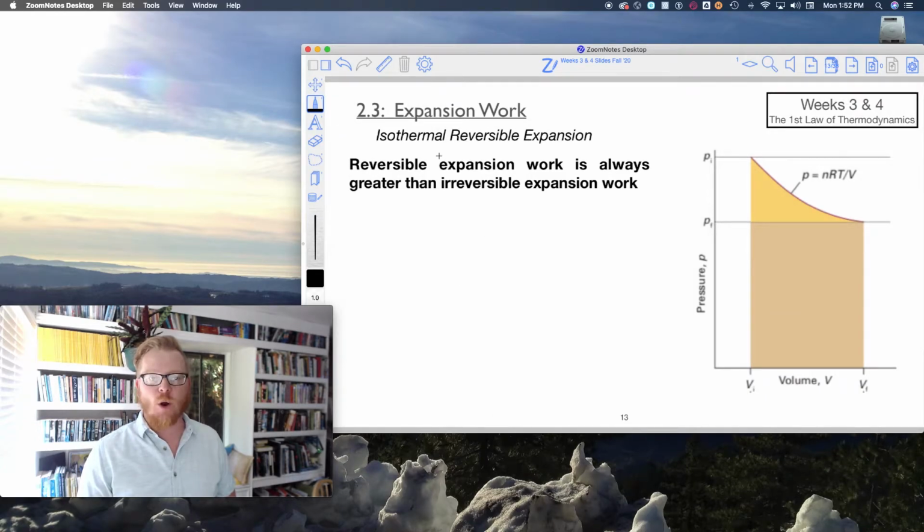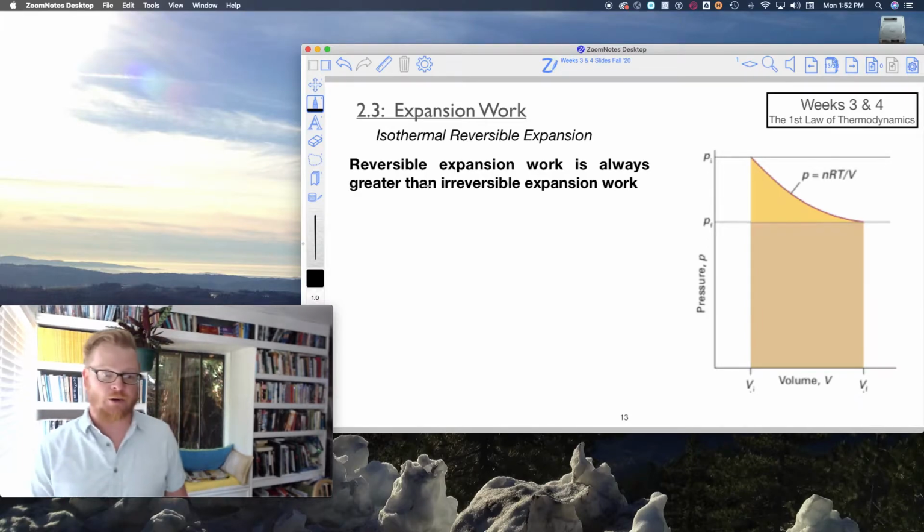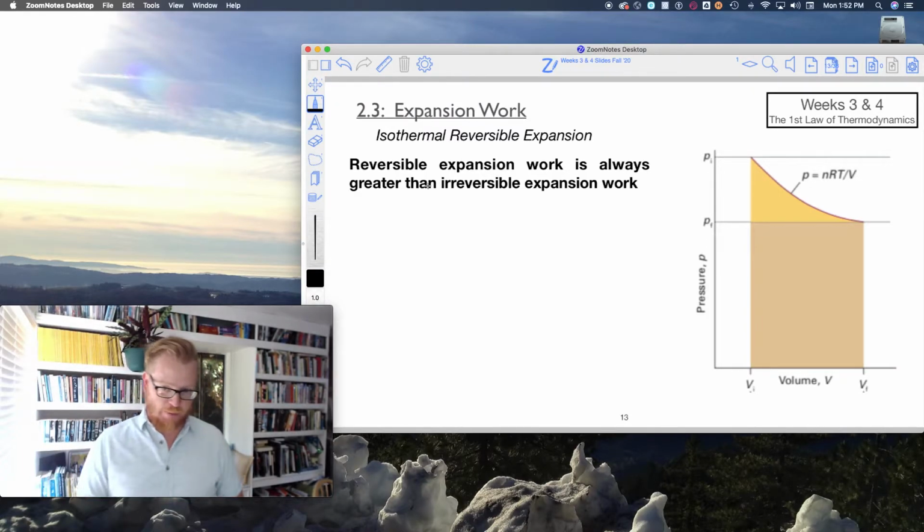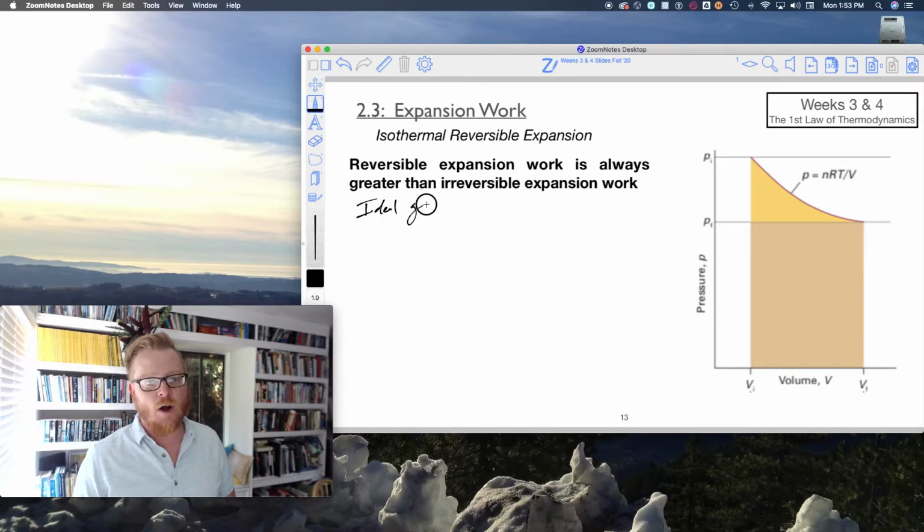And so what I'm going to prove on this slide is that reversible expansion work is always greater than irreversible expansion work. So how is that so? Let's use, as an example, isothermal reversible expansion, and I'm going to use an ideal gas. Here I can call up my equation of state for an ideal gas, right?